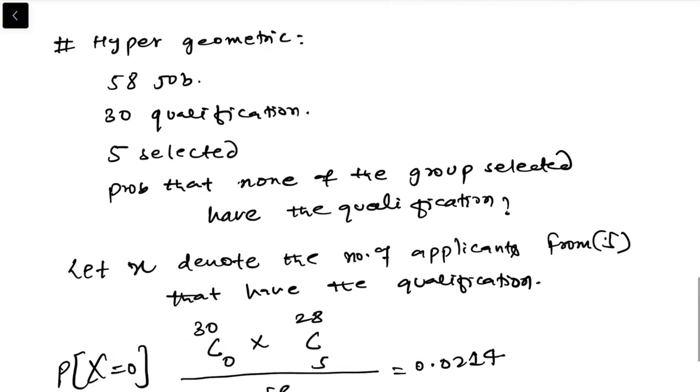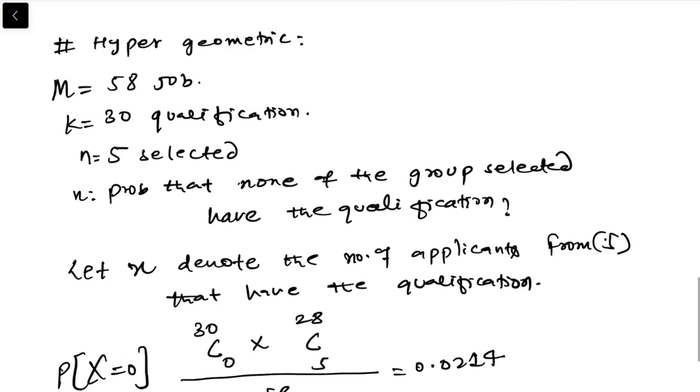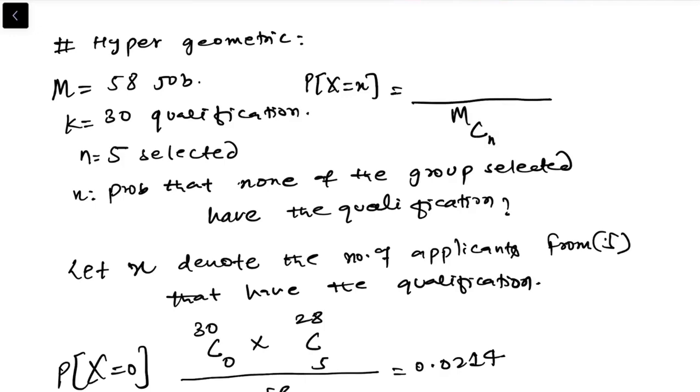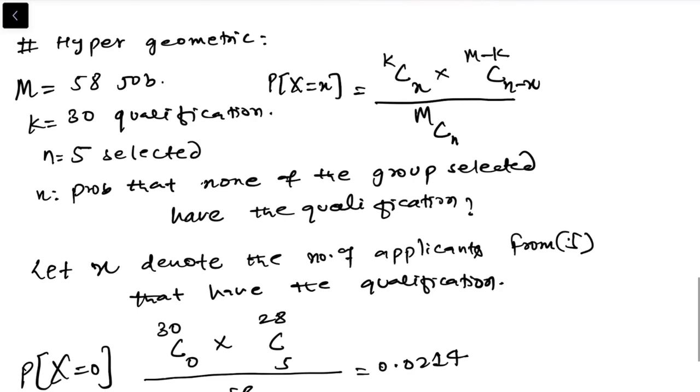Now you can put variables here: m, k, n, and x, and you can write the PDF. This is simply choosing x out of k times choosing n minus x out of m minus k, divided by choosing n out of m. So this is the PDF of hypergeometric. Now what is the range of x?